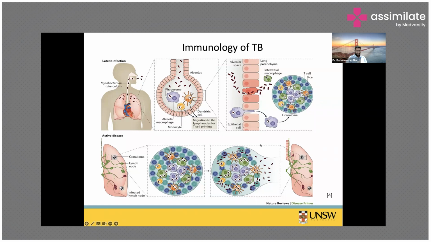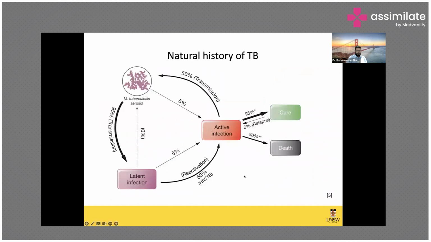And when you cough, then the TB bacilli comes out. And that's how you spread TB bacilli from one person to another. It's just a very simple diagram, but very powerful diagram, which illustrates the immunology of TB. And the next most important picture I want to show you is this natural history of TB. A very important slide, because this shows you what happens if someone is not getting treated.